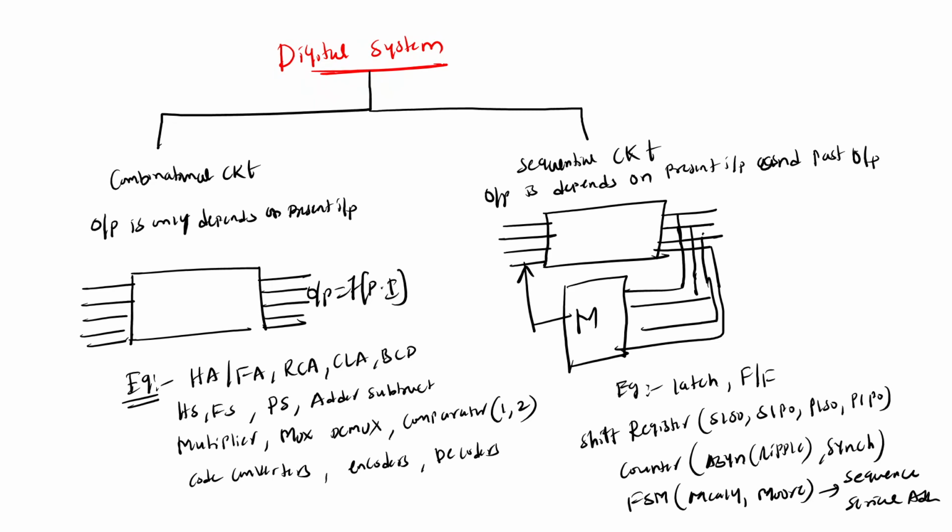Here, in the combinational circuit, you have inputs and outputs. The output is a function of the present input only. But here, these are inputs and these are outputs. The output will be fed back and it becomes the past outputs. So the output is a function of the present input as well as past outputs. That is the difference between combinational and sequential circuits.